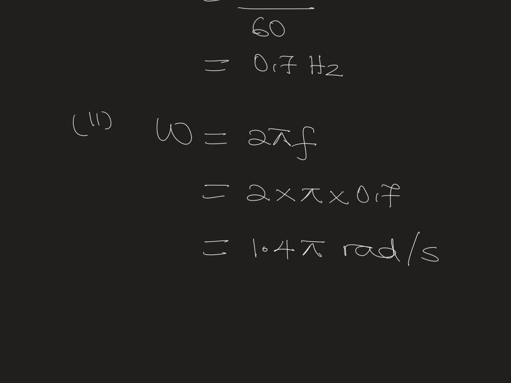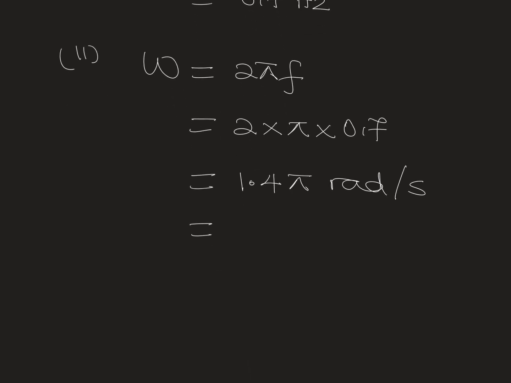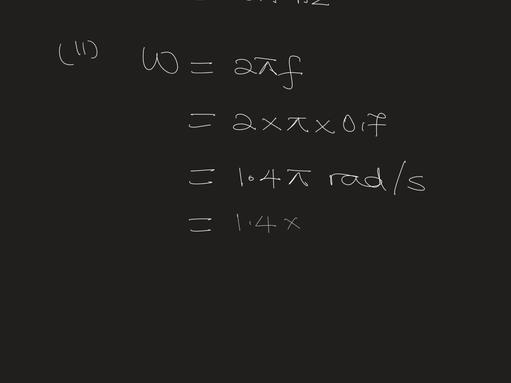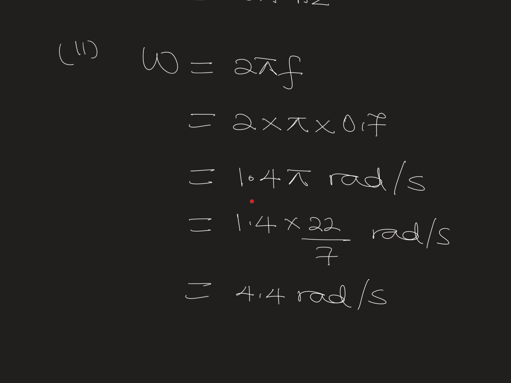Okay, but since the value of pi is given as 22/7, we're going to have 1.4 times 22/7 radians per second as the angular velocity. 1.4 times 22/7 is going to be 4.4 radians per second. Had we been instructed to leave pi in our answer, this is the way we would have expressed it, okay? But since pi is given as a numerical value, we have to simplify to this extent.